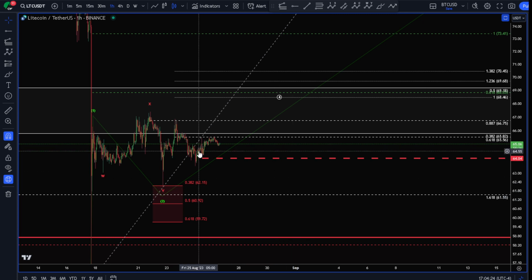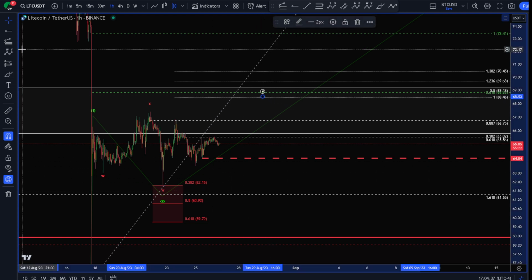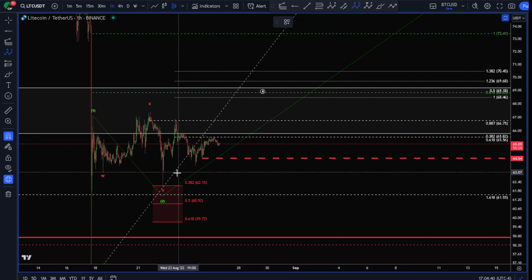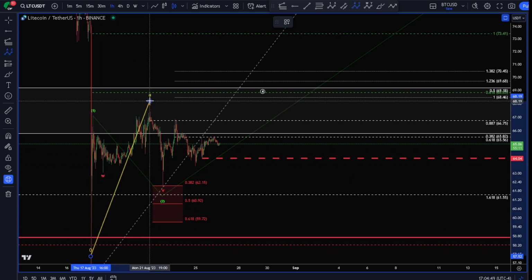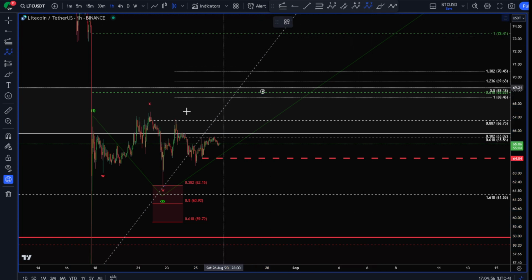And the reason for that, excuse me, this is our A wave and this is our B wave. We should get 5 waves coming out here for our C, which would be like this. So we'd have a zigzag here for our A wave. This would be our B wave, and we'd expect, or sorry, this is a WXY, sorry.